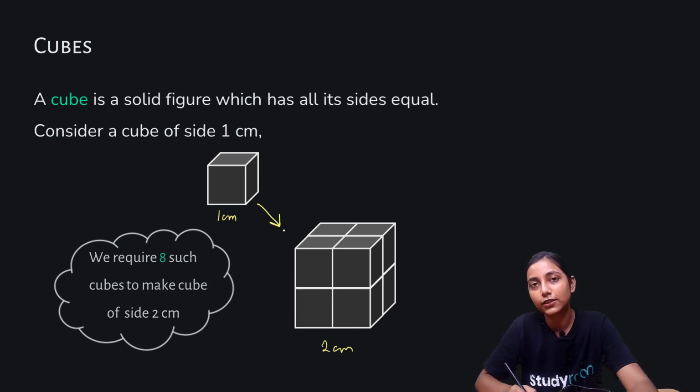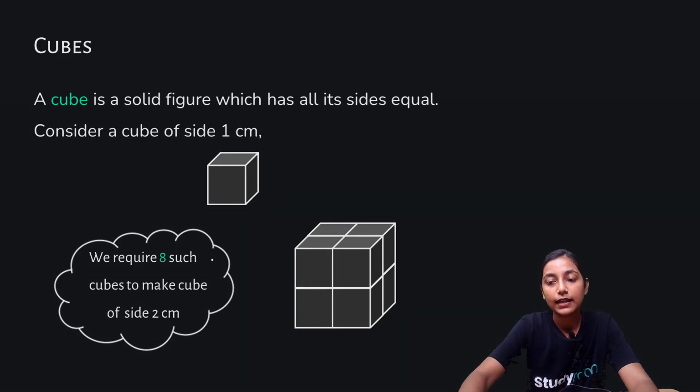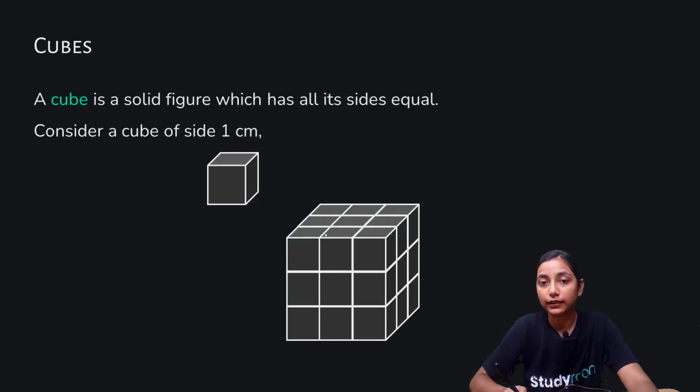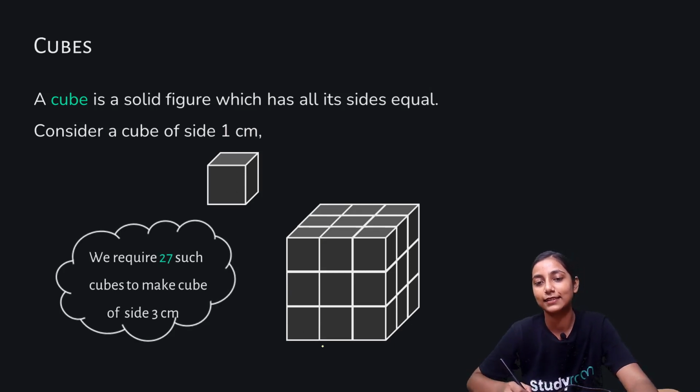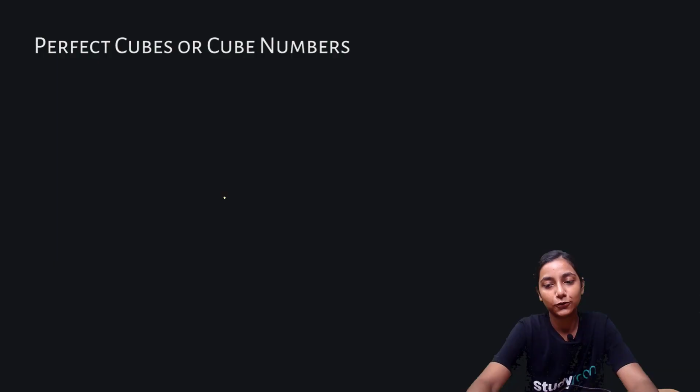From this cube to this cube, you will require 8 such cubes to make this bigger cube of side 2 centimeter. Similarly, in order to make this cube using these cubes, you will require how many? You will require 27 such cubes to make this cube that has a side 3 centimeter. You will require how many such cubes of side 1 centimeter? You will require 27 such cubes.